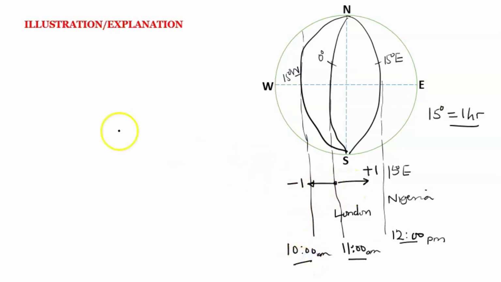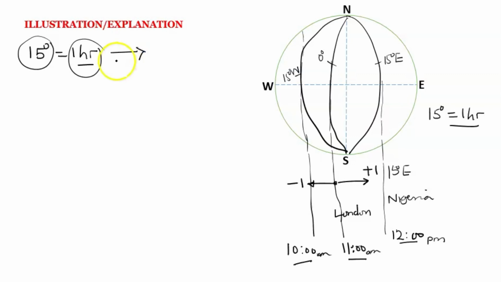We have this time difference because we have seen that 15 degrees is equal to 1 hour. So places that are 15 degrees apart from one another will experience a 1 hour difference, either addition or subtraction, depending on their location. Those in the east are going to have an addition of 1 hour. Those in the west will have a subtraction of 1 hour from the time. This is very important because it's going to help us in our calculation.